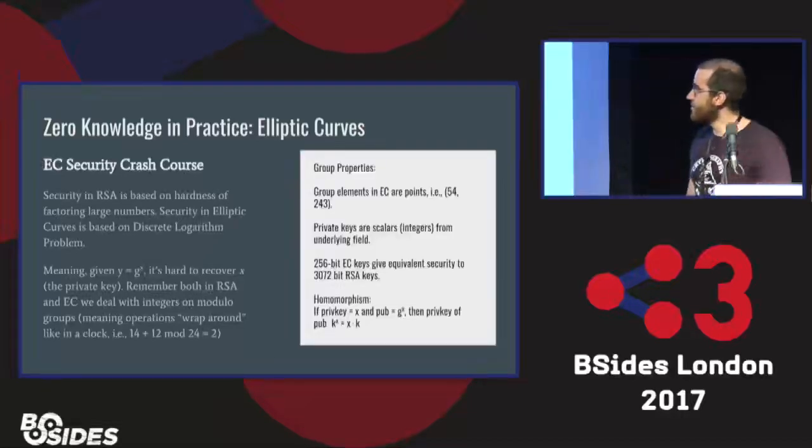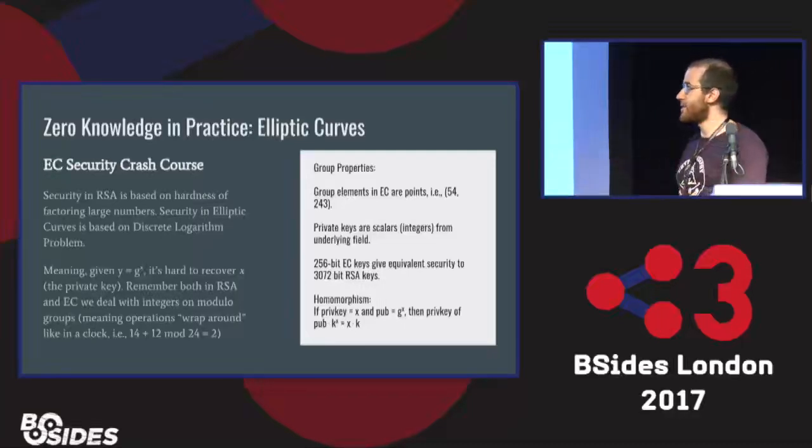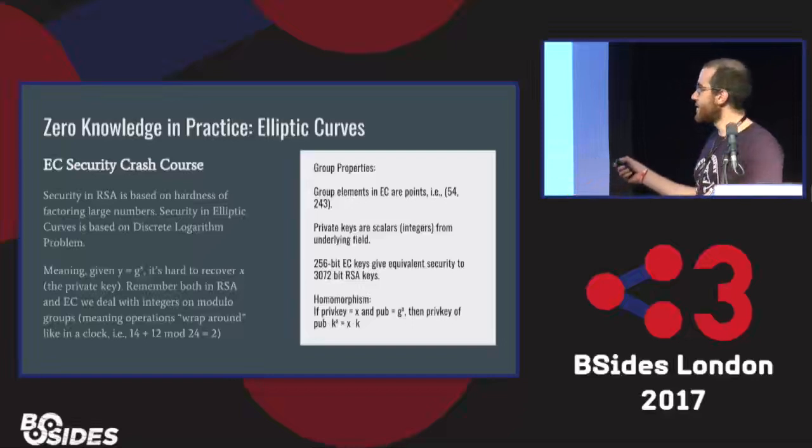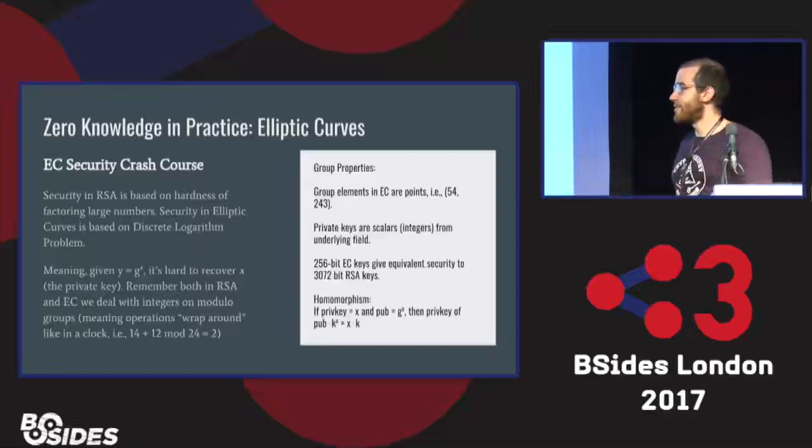So, some of the properties of the group, to put them concretely, like the G here: you take elliptic curve points like this, say x is 54, y is 243, and you multiply that by a scalar. That's how you get that public key. Private keys are scalars, integers from the underlying field. So the field is again like a modulo group.